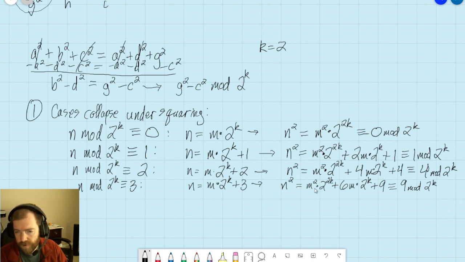All right, so n squared in this case is going to be m squared 2 to the 2k plus 6m times 2 to the k plus 9, which is 9 mod 2 to the k. All the 2 to the k's clean up in all these examples. All that's left over is the squared term at the end. And it's not really any secret here. These are going to become all perfect squares as we keep going down.